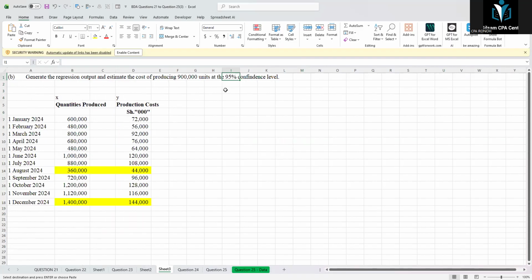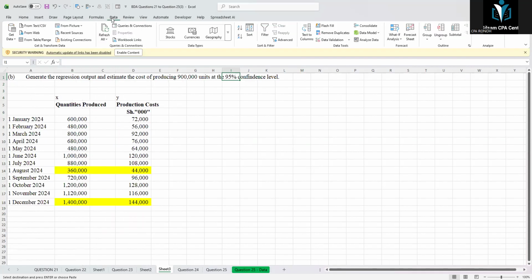So do you have data analysis in your Excel? If you click Data here, do you see the data analysis? No. Is it there? No. So I think you need to include the data analysis tool.